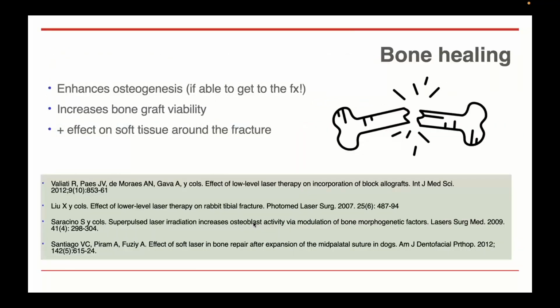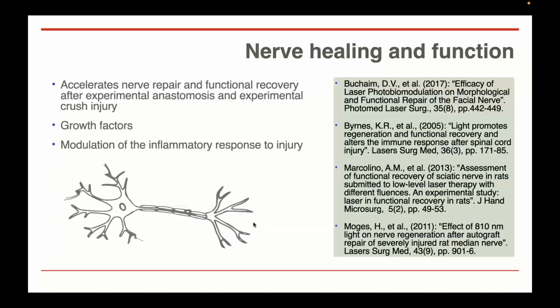In bone tissue, laser therapy is also able to enhance osteogenesis, to increase bone graft viability when bone grafts are used, and also has a beneficial effect on the tissue around the fracture, which is very important for the bone survival and the fracture healing itself. In experimental animal models, laser therapy accelerates the repair and the functional recovery after anastomosis and after crushing injuries as well.